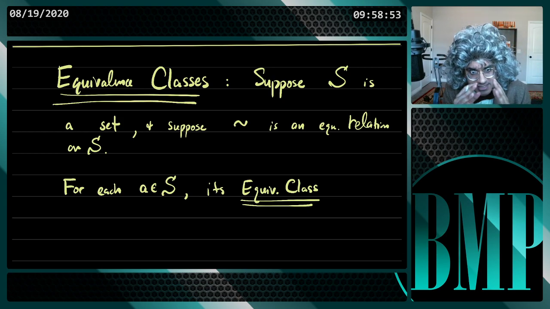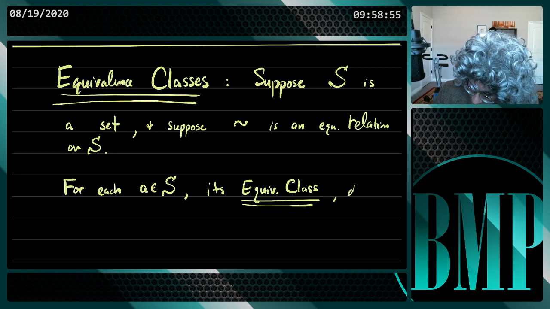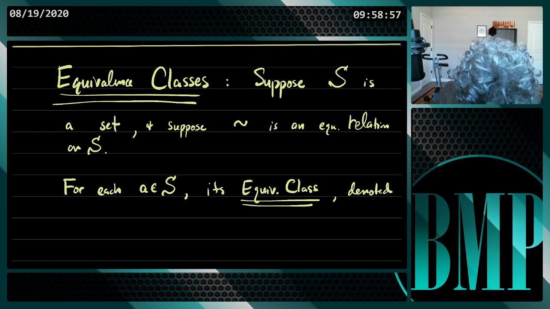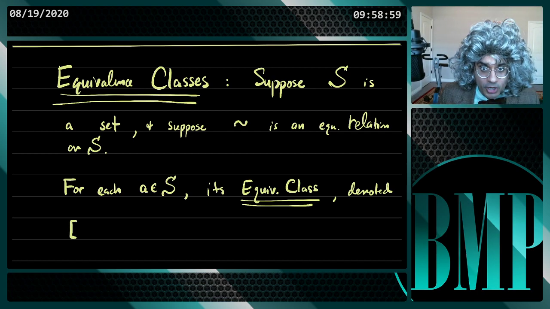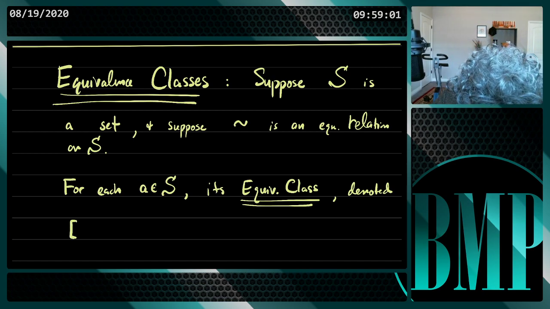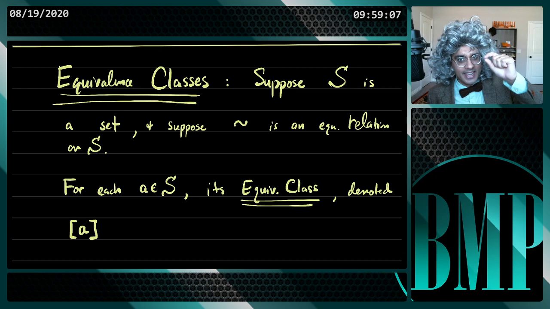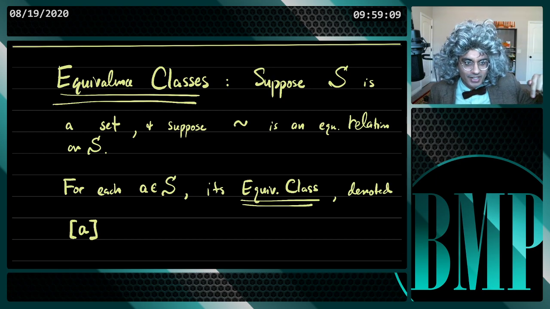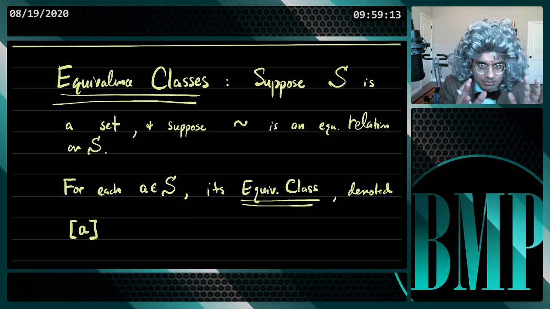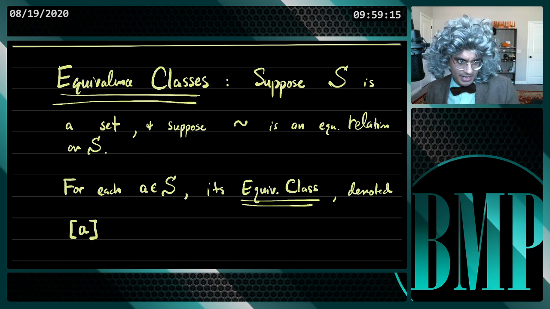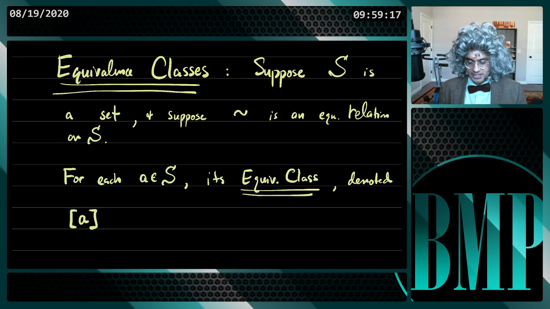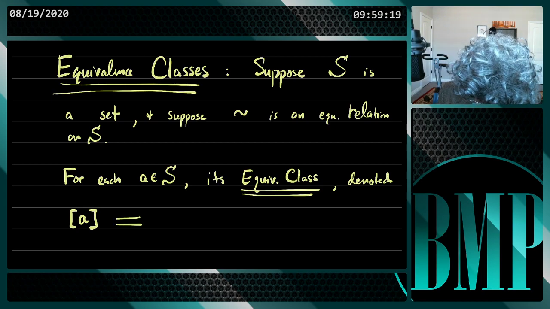That's what I'm defining: its equivalence class, denoted by, well, the book is going to do this, so let's just do it. They'll take A and put some symbols around it. Sometimes they'll take A and put a bar on top of it, or braces, or brackets like this. Okay, so it's denoted this way, by definition.